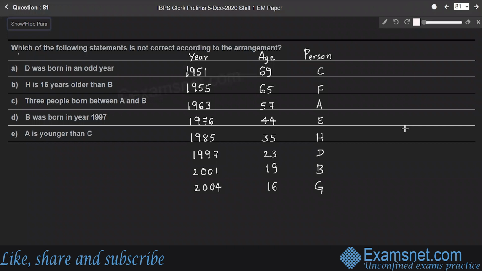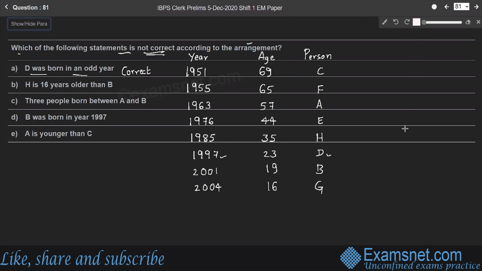Question 81. Which of the following statements is not correct according to the arrangement? So the arrangement is like this. D was born in an odd year. D was born in 1997, which is an odd year. So which is correct.